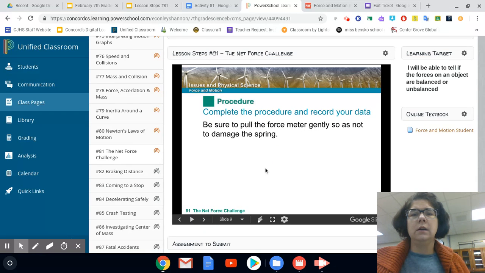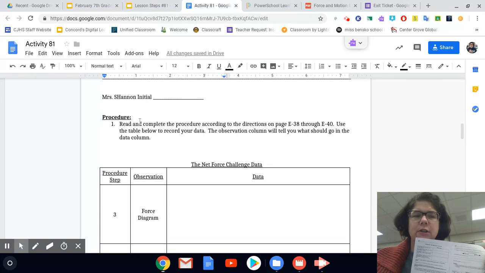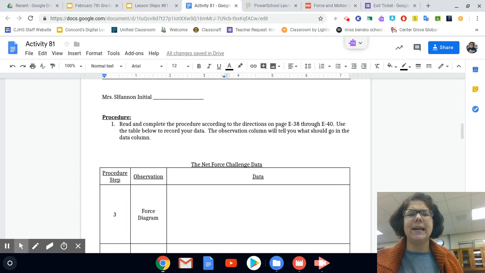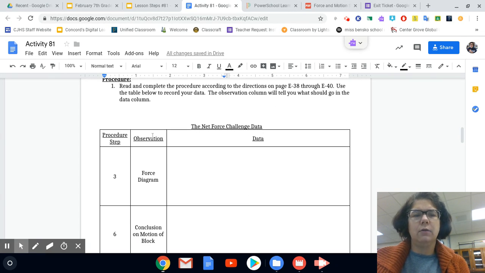So at this point, it tells you that you're going to complete the procedure and record your data. If you're looking at your activity sheet, here is your procedure. It is labeled procedure. Read and complete the procedure according to the directions on page E38 through E40. You will need to use your textbook. And use the table below to record your data. The observation column will tell you what should go in the data column. So whatever this says in the observation column tells you what you should be recording in the data column.